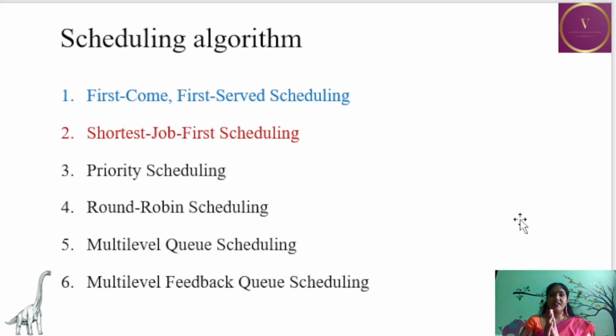Before we start, as the name suggests, what comes to your mind? It is the shortest job that is given the CPU first. This is what we have to understand from the name shortest job first scheduling algorithm. The process that requires the CPU for a shorter period of time is given first preference. The CPU is given to the process which has the shortest next CPU burst. Now let's see in detail.